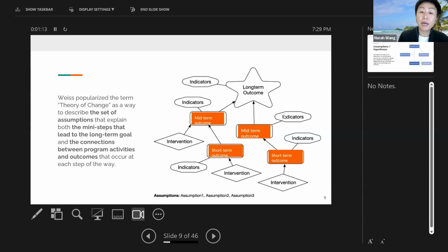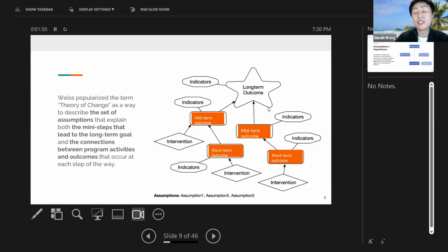But my point here is to think about how we can map out the different interventions and program activities, and then map out their linkages to short-term outcomes, mid-term outcomes, and long-term outcomes. This is basically how we apply theory of change, and also to articulate the assumptions behind why this kind of intervention would lead to this outcome and then to the long-term outcome as well.